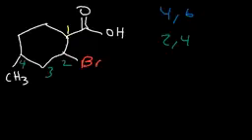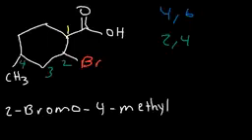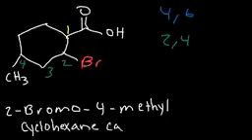And then we just got to put it in alphabetical order. So B comes before M. This is going to be called 2-bromo dash 4-methyl. And then after that, cyclohexane carboxylic acid.